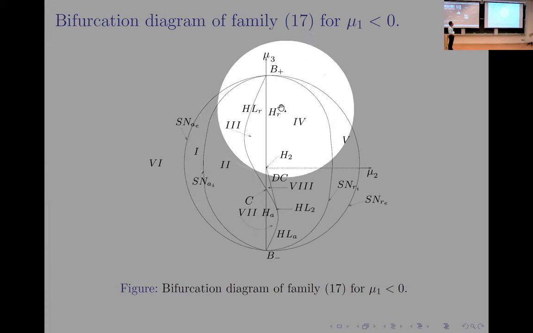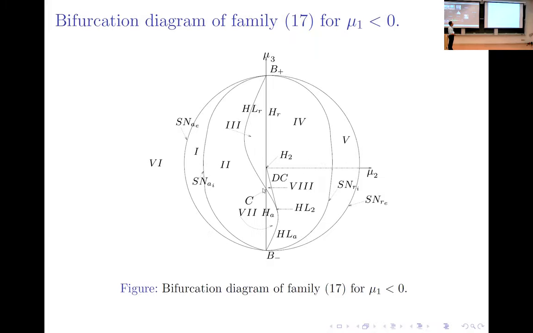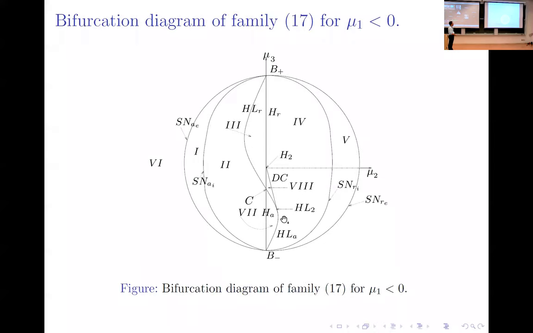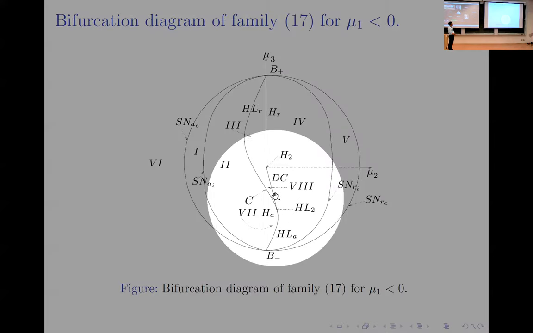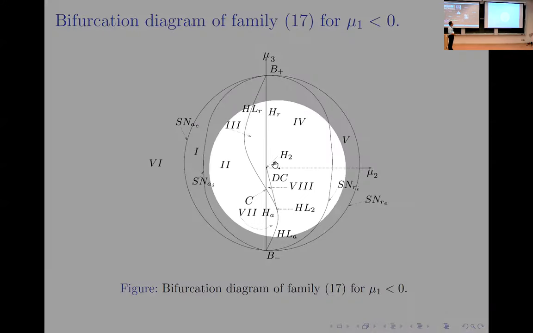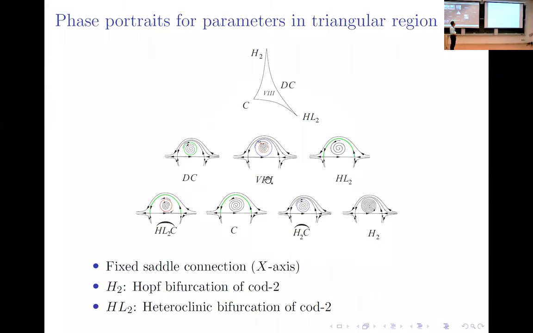And then we have the Hopf bifurcation along this straight line, and the homoclinic bifurcation, HL, like this. And then we have the saddle-node bifurcation of the limit cycle. So you will see these three curves intersect, and this is the triangular region. Now let's take a close look at this triangular region, bounded by three curves.